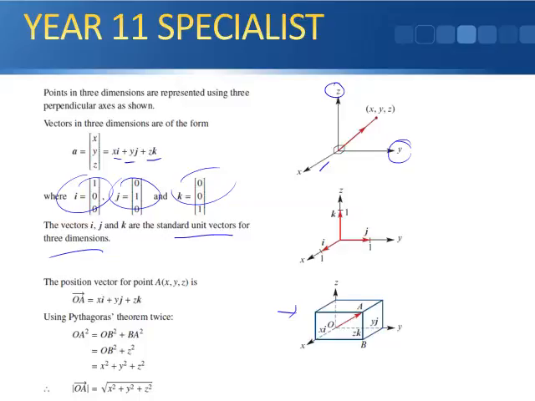Now here's an example. If we've got that one there, O to A is xi, yj, and zk. Using Pythagoras' theorem twice, we end up getting that rule there for the magnitude of it.